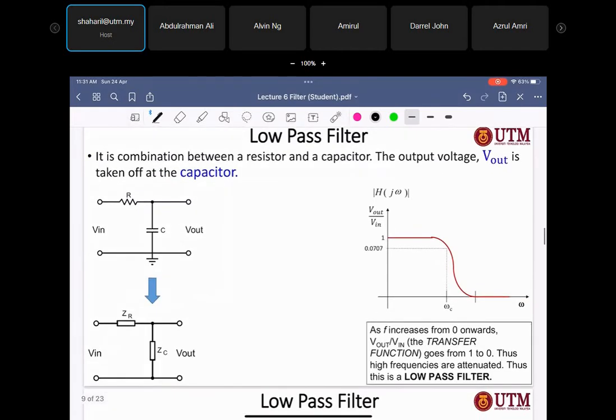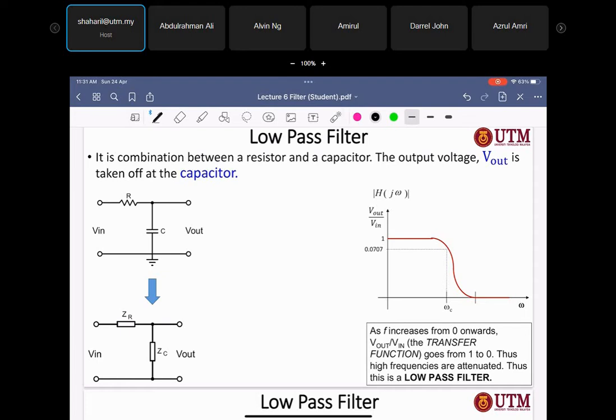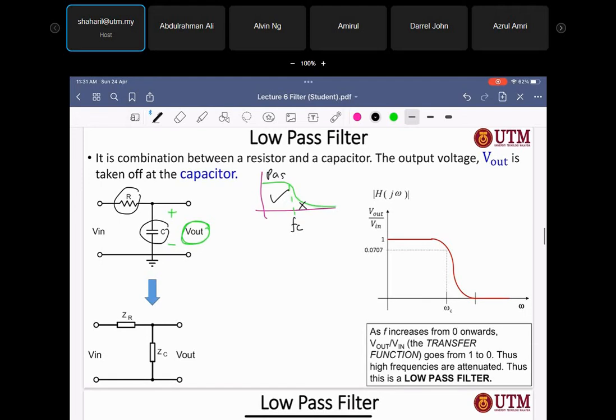Okay, so let's go for the low pass filter. The circuit for the low pass filter is quite simple. A combination between R and C. If you look at this, the V out is taken from the capacitance, right? For the low pass filter. So what it does is that for the low pass filter the graph will be like this. So this one it will pass, right? This one it will block. So this one it will pass, and this one will block.